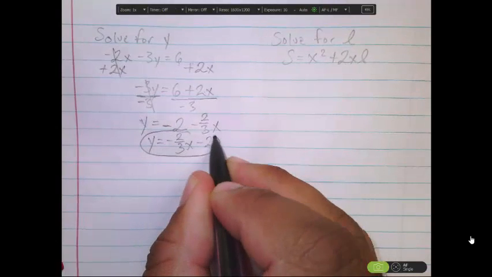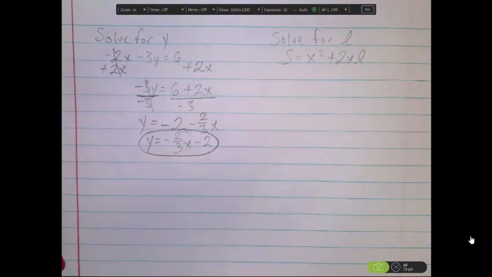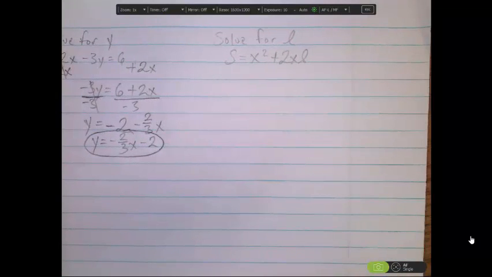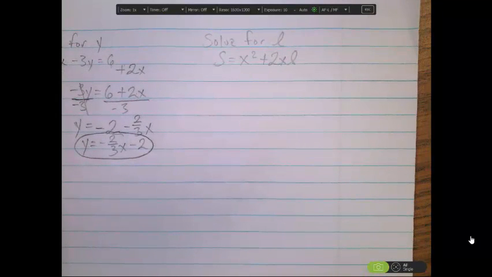A little more confusing, but still not that bad. The same rules are always going to apply when dealing with equations. If you want to undo something, you're going to use the inverse operation. All right, so let's try this.